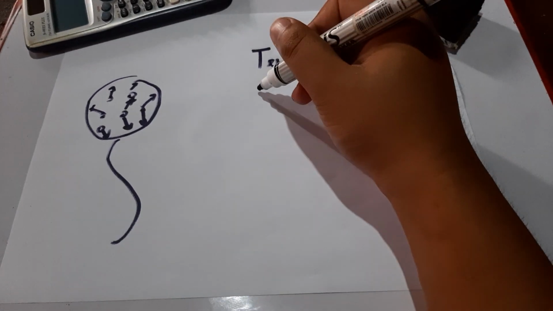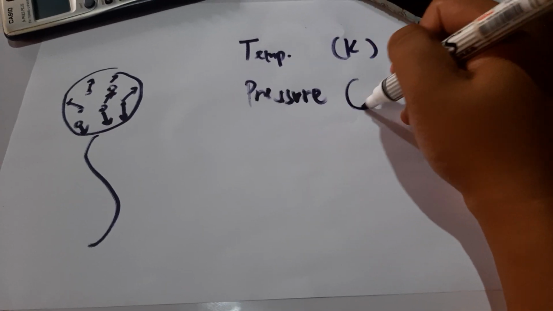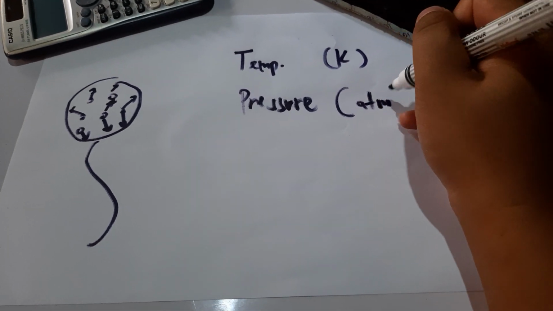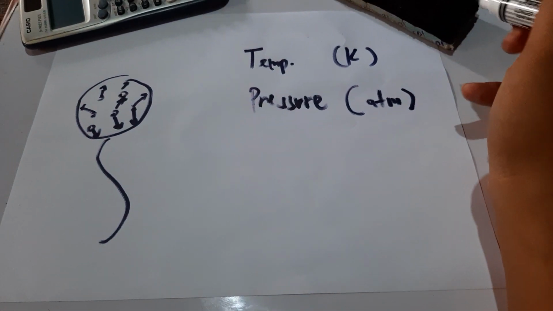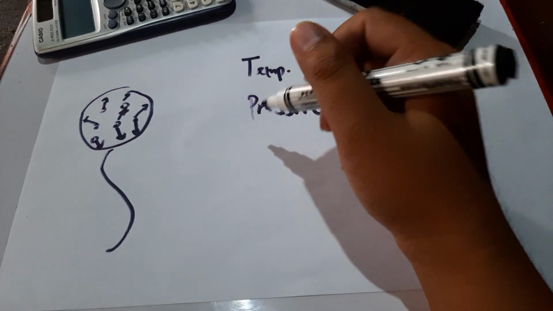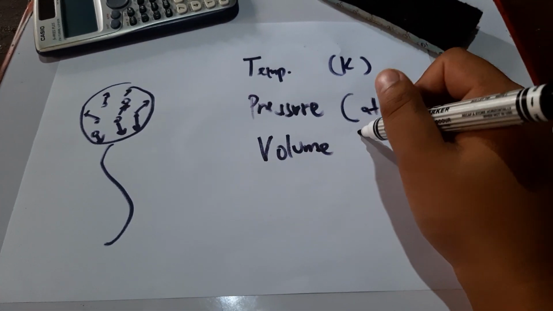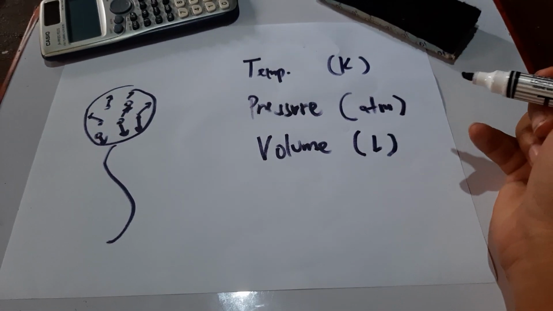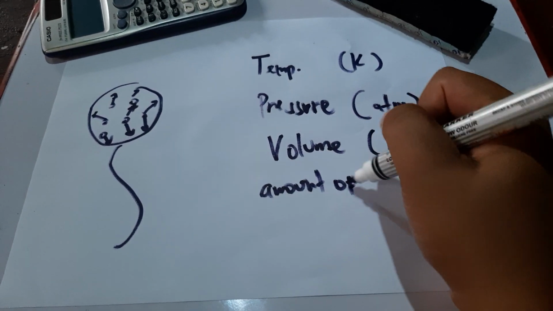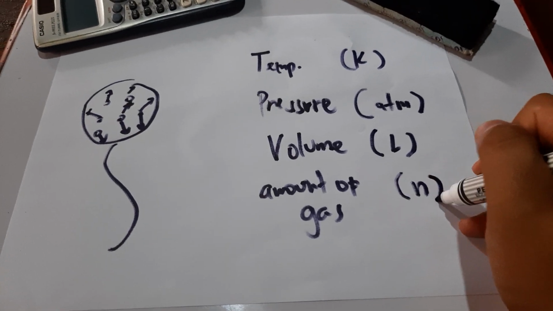Also, inside the balloon, we have the pressure. The pressure is in ATM, that is our unit for pressure. Say for instance, it's 1 ATM. And then that particular balloon has a specific volume, which is in liters. And then there's an amount of gas, or how much gas is inside that particular balloon, and that is your N.